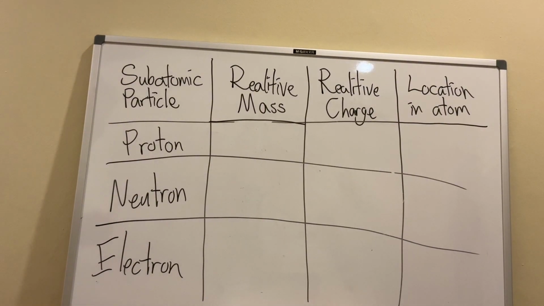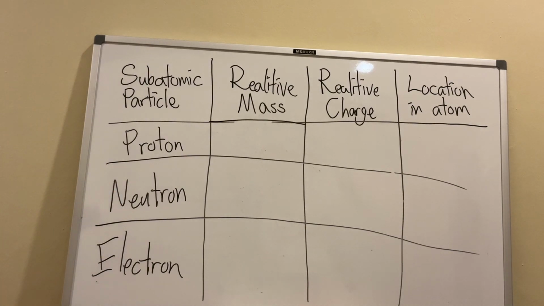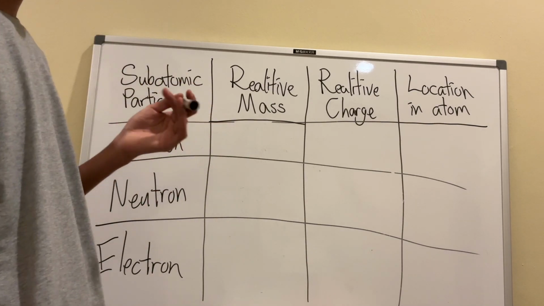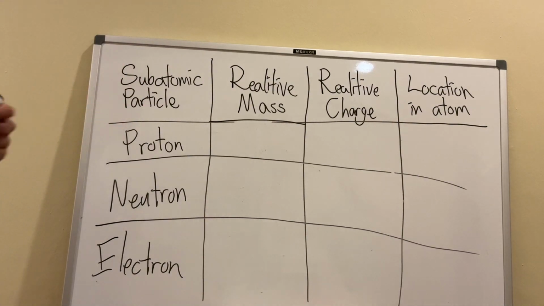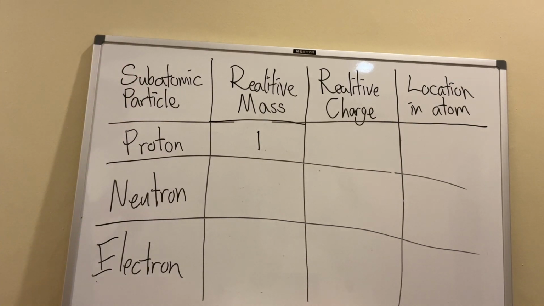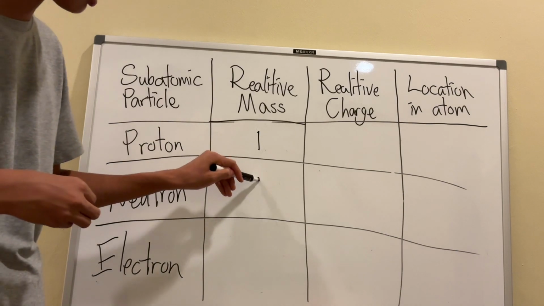After meeting our 3 new friends, the proton, the neutron and the electron, we need to know about them and look into them. So we're going to look at them by relative mass, relative charge, and where it locates in an atom. So a proton has a relative mass of 1. Mass is how heavy it weighs. A neutron also is 1.